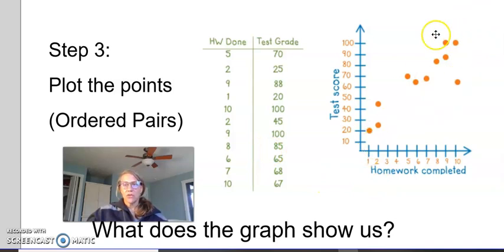So in general, notice this upward trend in our data. The more homework this person is completing, the higher their test score is. So that's what this graph is showing: the more homework we complete, the higher the test score.